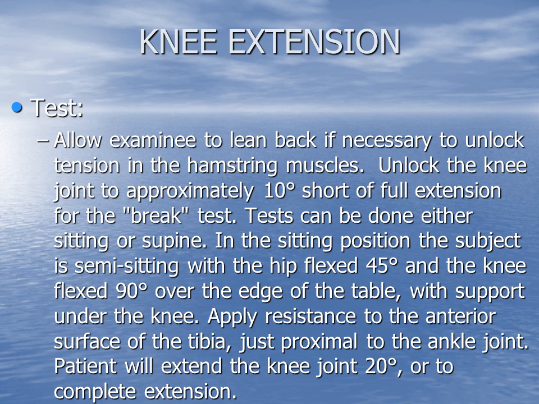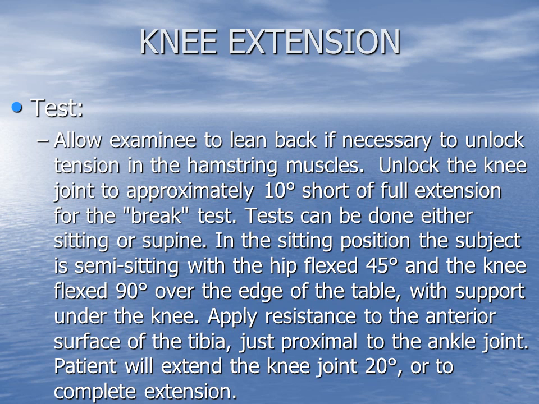In addition to sitting, these tests can also be done supine. I usually do mine supine, at least when I'm testing knee extension with regards to lumbar spine nerve roots. You may want to do it either sitting or supine. In the sitting position, the subject is semi-sitting with the hip flexed 45 degrees and the knee flexed 90 degrees over the edge of the table, with support under the knee, either a towel or a pillow or something soft to reduce discomfort there.